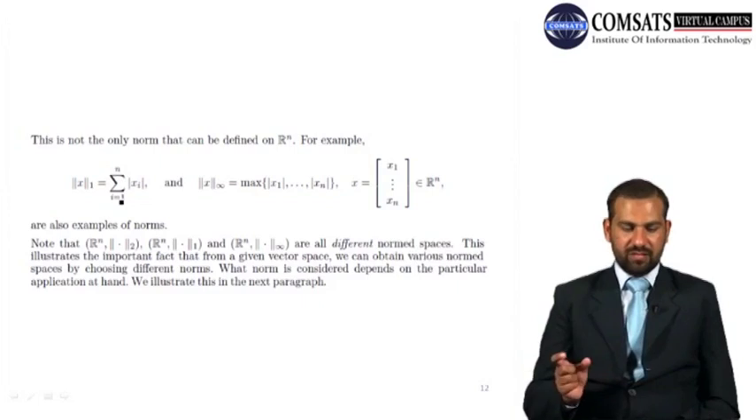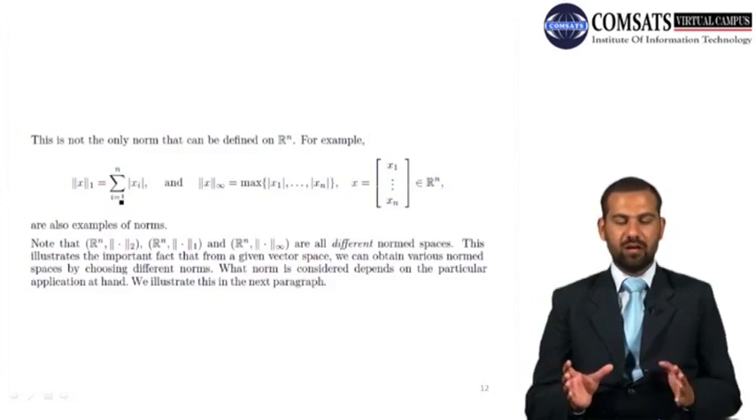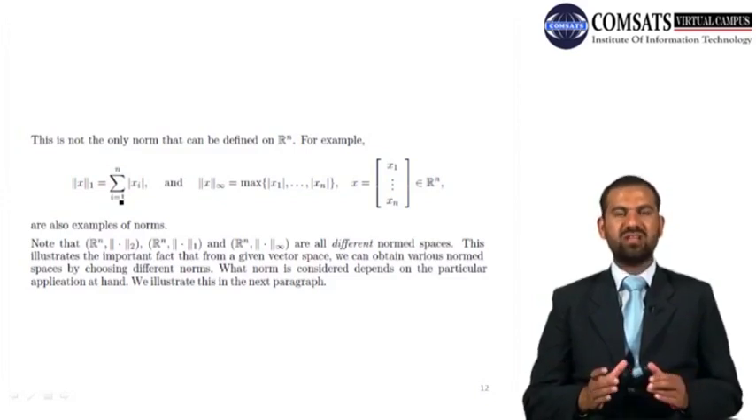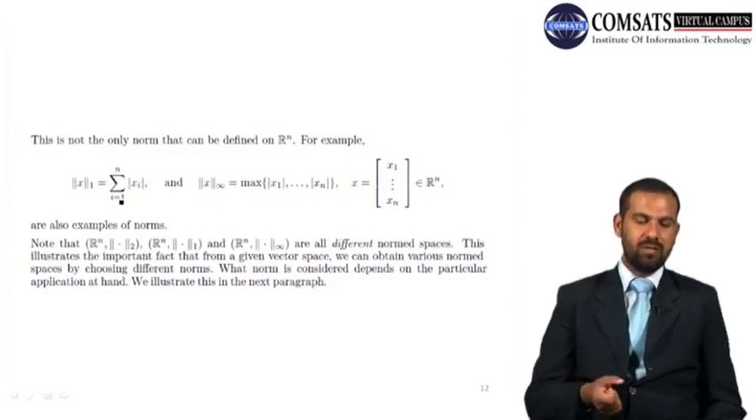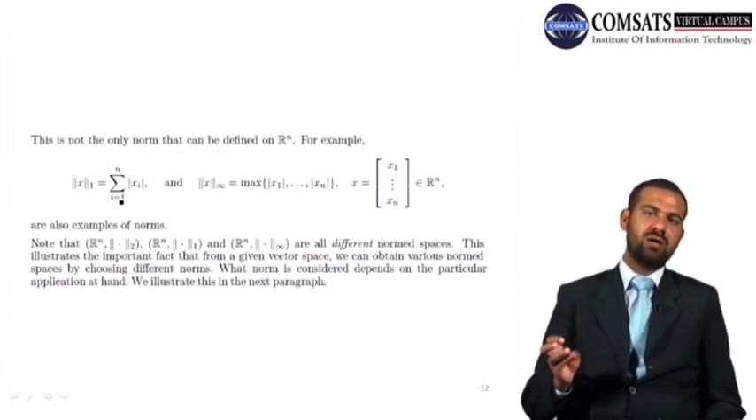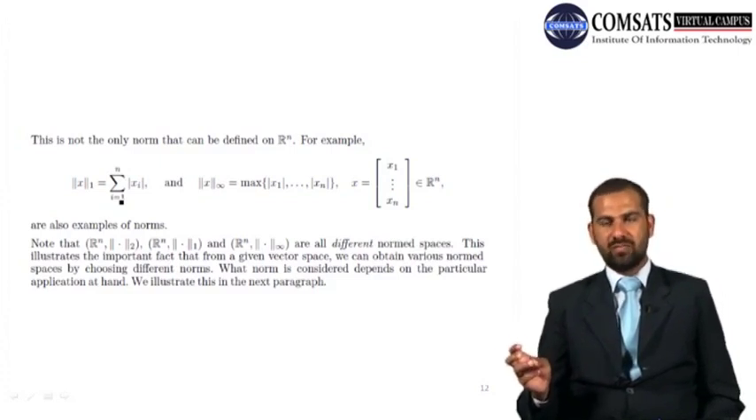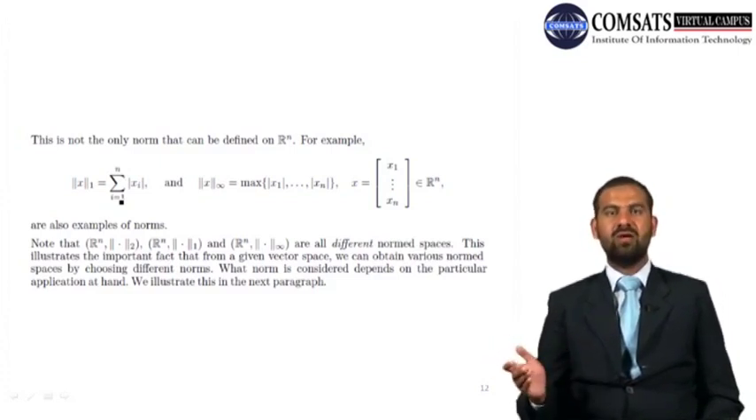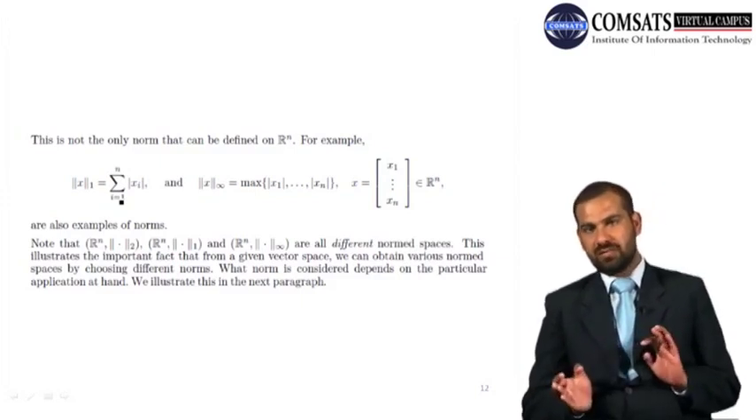Now this illustrates the important fact that, for a given vector, we can obtain various norm spaces by choosing different norms. You can also construct some different norms. Sometimes you can take the square root of the absolute value of the first entry plus the square root of the absolute value of the second entry, in the case where you are picking only non-negative real numbers.